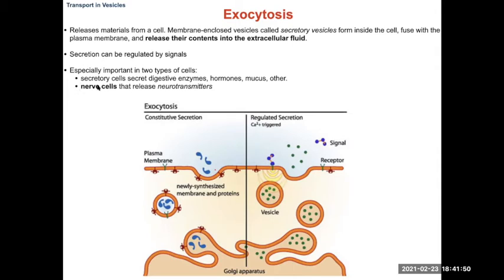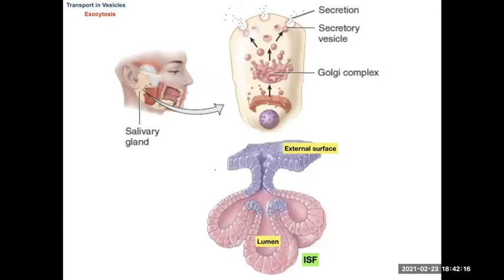And we're going to see this in these secretory cells, which are going to secrete digestive enzymes, hormones, mucus and stuff. Remember those epithelial linings and glands that secreted stuff? They're all going to do it through some form of exocytosis. And then we'll also see it in the nervous system, because the nerve cells are going to release neurotransmitters in this fashion to pass on the signal.